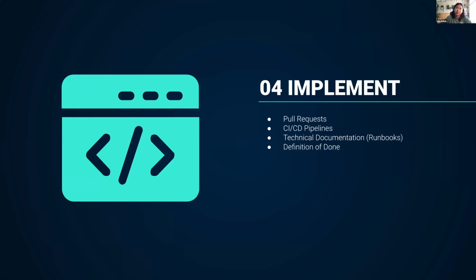So this is going to include pull requests. It'll include docs for your CI/CD pipelines, technical documentation, or run books of maybe how you would troubleshoot something if something went wrong with the system. So that would be run books for your on-call teams.